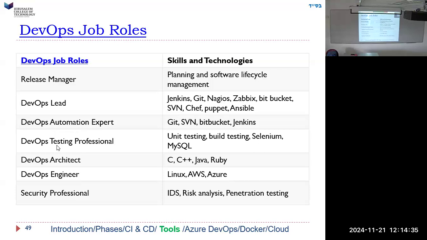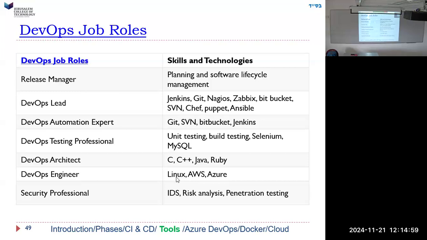Okay, automation expert. Testing professional. Now, I don't know what the difference exactly is between them. The automation expert makes the automations. The testing expert runs them, I guess. But he uses Selenium. Architect designs things, engineer.